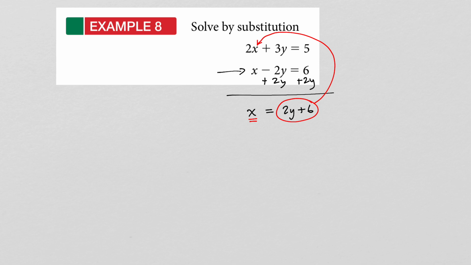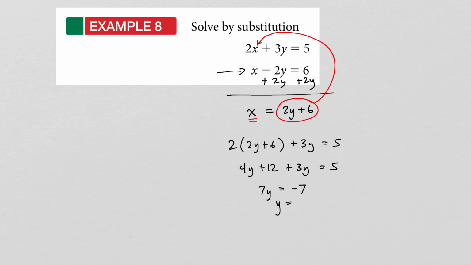So this becomes 2 times 2y plus 6 plus 3y is equal to 5. This is 4y plus 12 plus 3y is equal to 5. Combining 4y and 3y, we get 7y. Subtracting 12 from both sides, we get negative 7. And so y ends up being negative 1.